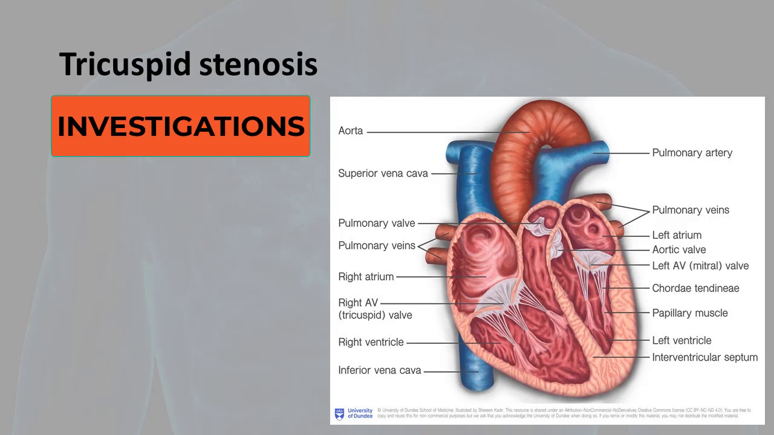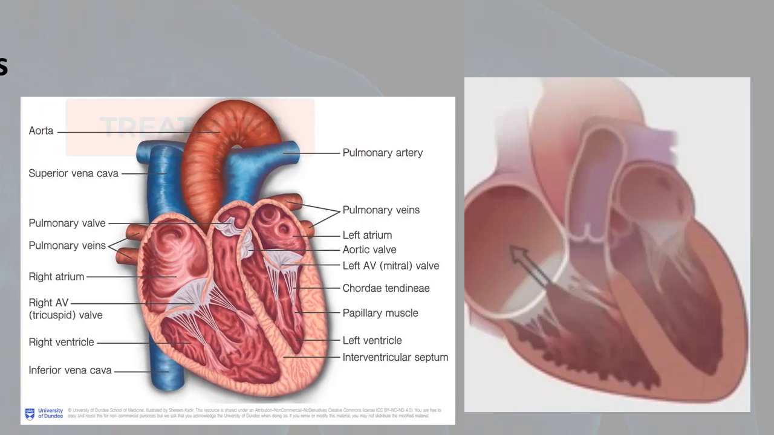Transthoracic echocardiogram with Doppler flow is the investigation of choice. The most effective therapy for severe tricuspid stenosis is valve replacement. This concludes the discussion of tricuspid stenosis. Now we will learn about tricuspid regurgitation.